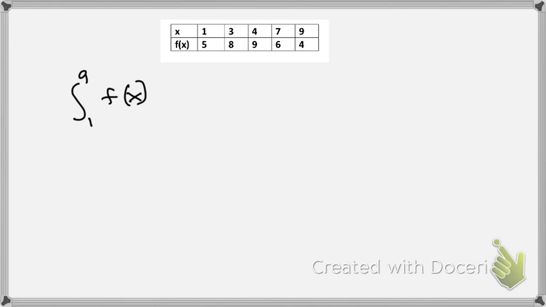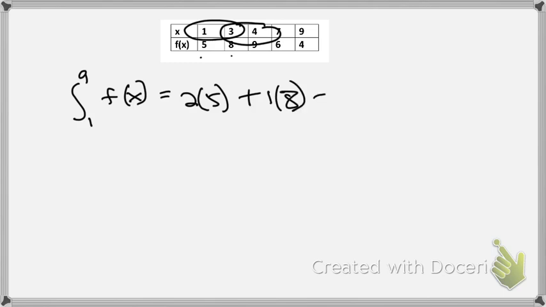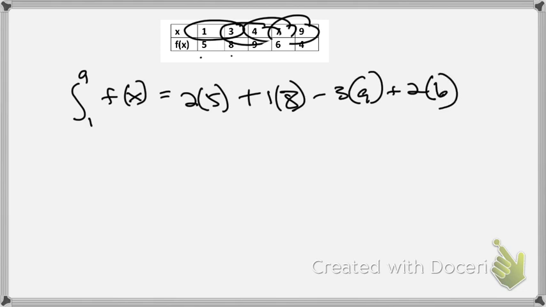Hopefully you remember how to do a left Riemann sum. If it was a left Riemann sum, it would be 2 times the number on the left, which is 5, plus 1 times the number on the left, which was 8, and 3, number on the left is 9, and 2, number on the left is, I don't know, I covered it up and cannot see it anymore, 6. Okay, that's a left Riemann sum.